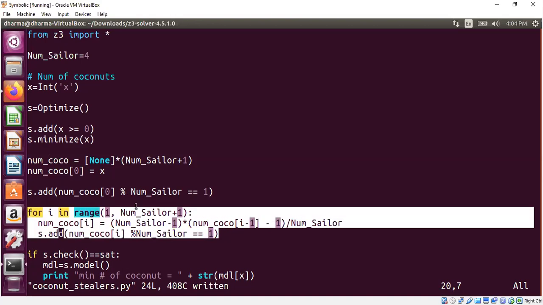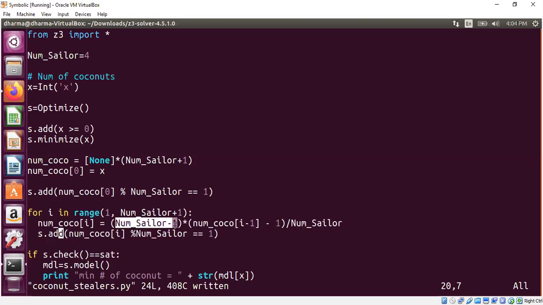It basically takes the current share, subtracts 1, and divides by 4. 4 is the number of sailors. That's the reason you're seeing number of sailors minus 1, which is 3 by 4 on the whiteboard. You can easily change the number of sailors to 5 and so on. And the problem statement also said that there is always a remainder of 1 whenever they try to divide the number of coconuts that are left over there.